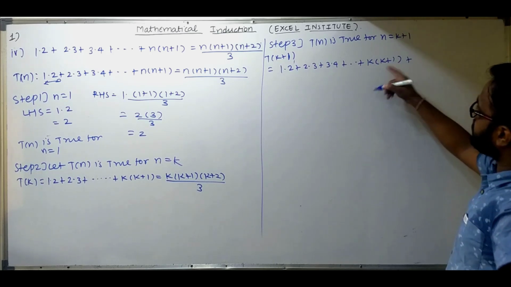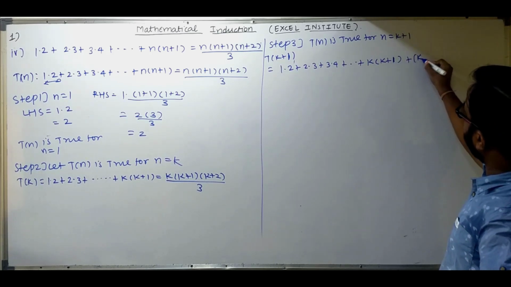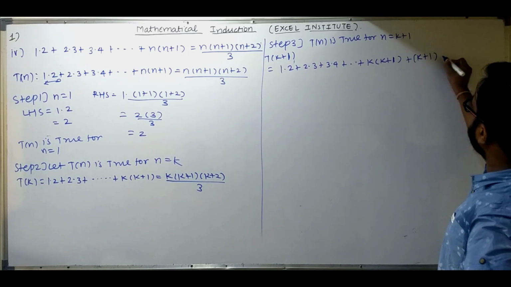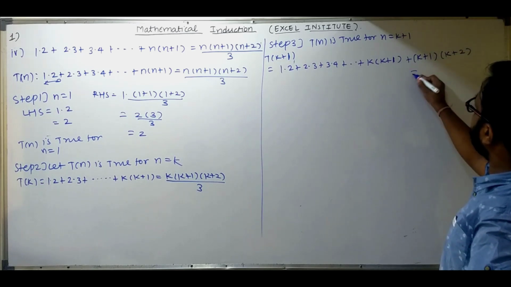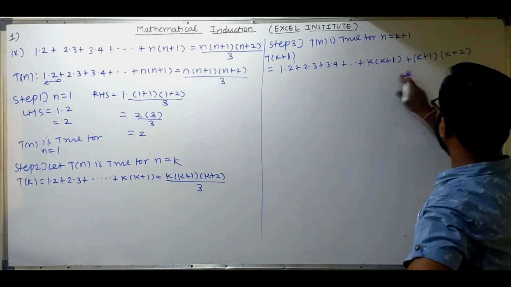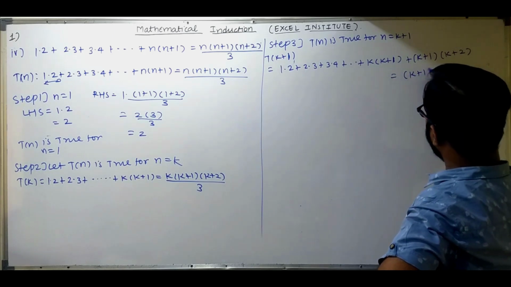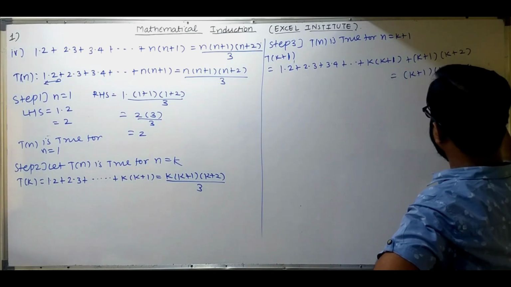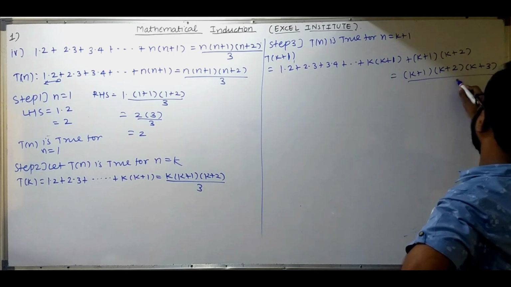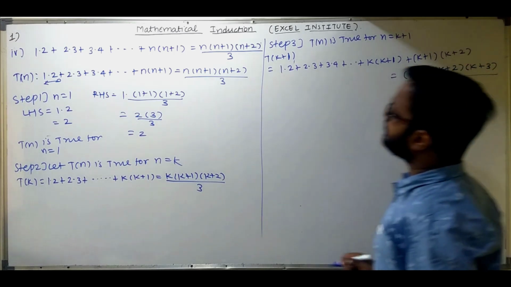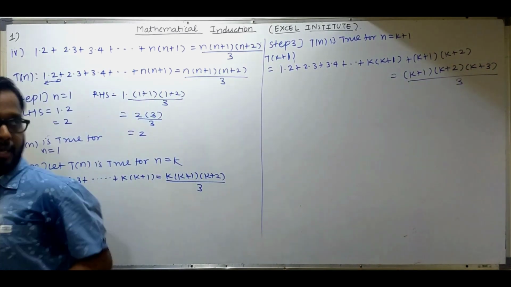How to obtain the k plus first term? Replace k by k plus 1. So you get k plus 1, and then this will become k plus 2 automatically if I replace k by k plus 1. So here it is k plus 1, then this is k plus 2, and we'll get k plus 3 upon 3. Now we have to prove that this is equal to this, with the help of this step.